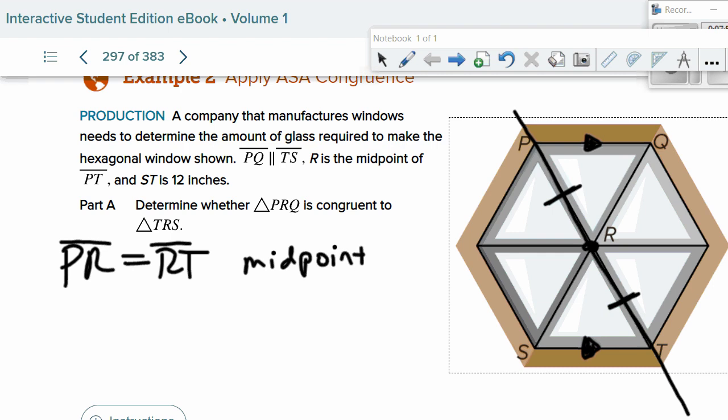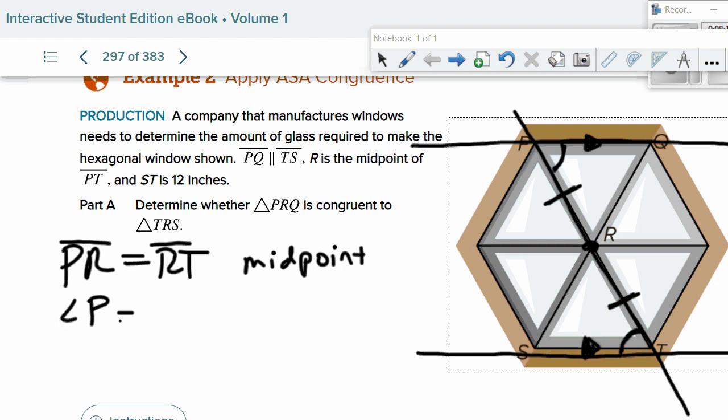Okay. But we've also got the parallel lines up here, so I think you can see that you've got a transversal thing going on. So that means I can use alternate interior angles. If I'm looking at my transversal, this angle right here and this angle right here should be equal. So I'll just say angle P, really shouldn't, but I will, is equal to angle T by alternate interior angles.